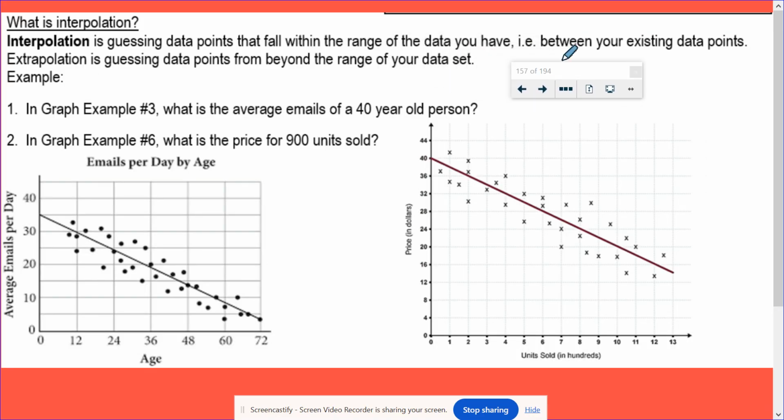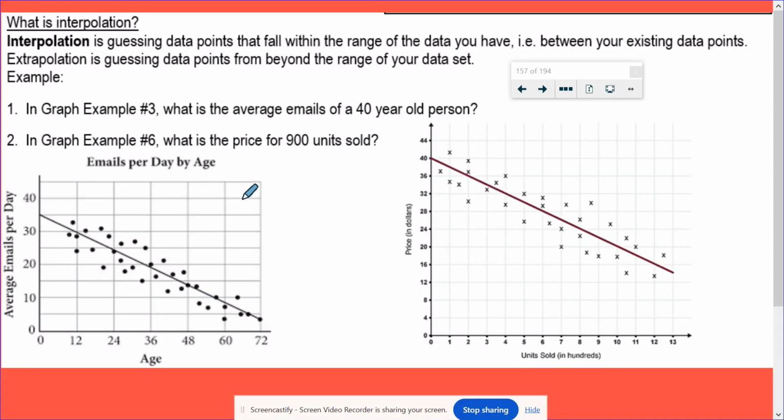So with a line of best fit, what is the purpose? Well, the purpose is to make predictions. The first kind of prediction is called interpolation. And that's guessing data points that fall within the range of the data, for example, between the existing data points. The second kind, we'll talk about in a minute, is extrapolation. And that's guessing points beyond the range of the data set. So let's first start with interpolation.